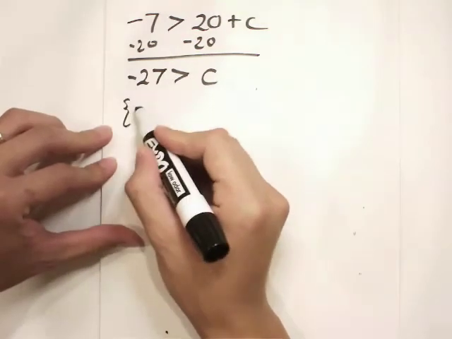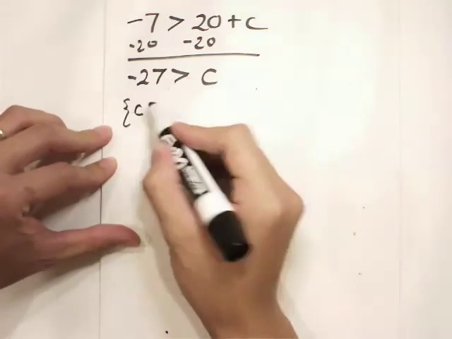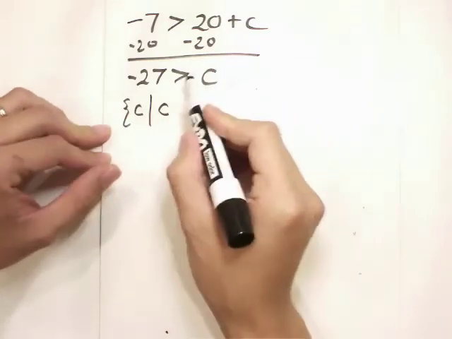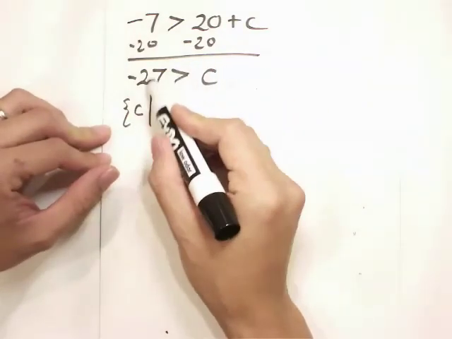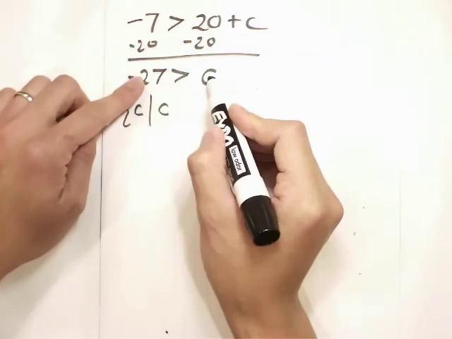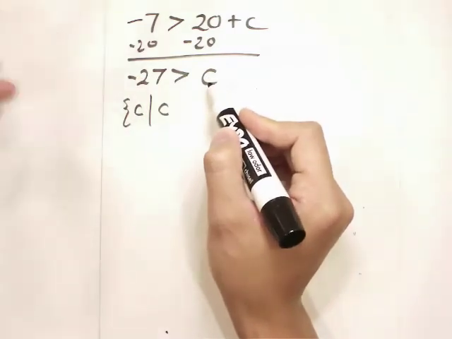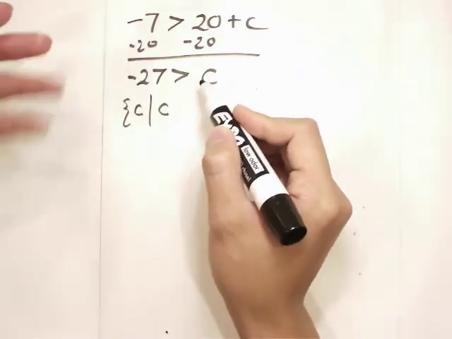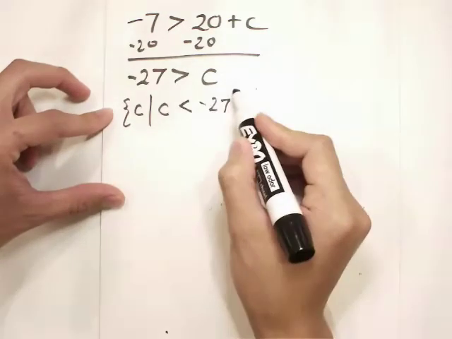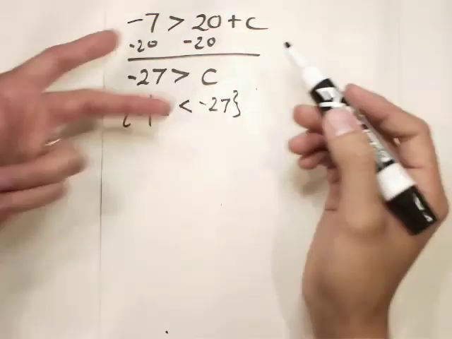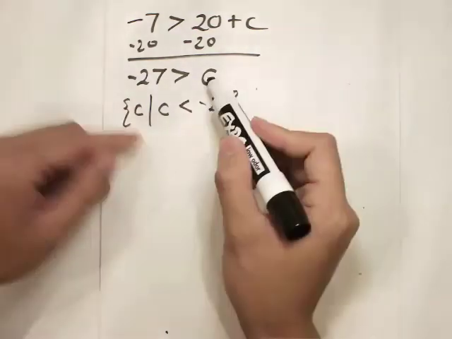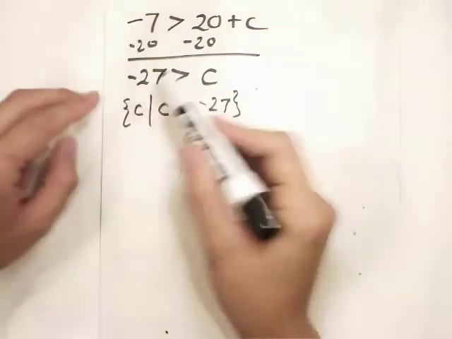We open the braces, and here's the c, such that c, now read this. Notice that the mouth is facing a negative 27. So that means this is actually bigger than c, right? So when you start by using the variable first, c is actually less than negative 27. So I'm not really switching the symbol at all. I'm just making sure that the variable c comes first. c still is less than negative 27.